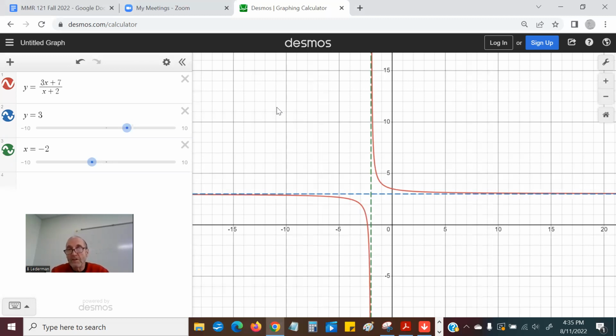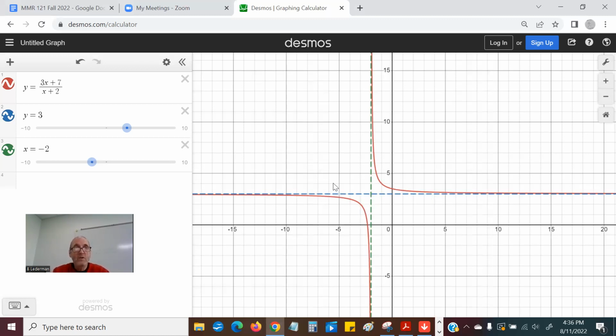The asymptotes are lines that the function, the red curve, gets closer and closer to as the function goes on. It doesn't necessarily touch the lines. In this case, it never touches the lines, but it gets closer and closer and closer. And you've seen asymptotes before. Well, x equals -2, that's called a vertical asymptote because it's vertical.